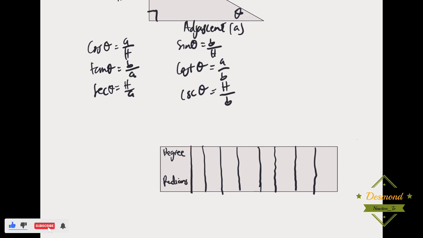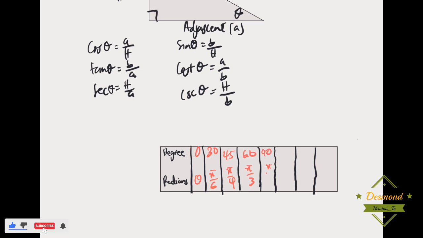First, let's look at 0 degrees. 0 degrees in radians is 0 radians. 30 degrees in radians is pi over 6 radians. Then 45 degrees in radians is pi over 4 radians. 60 degrees will be pi over 3, sorry, so this one will be pi over 3 radians.